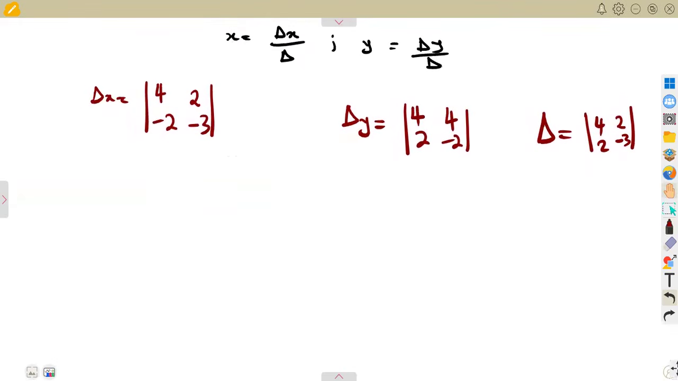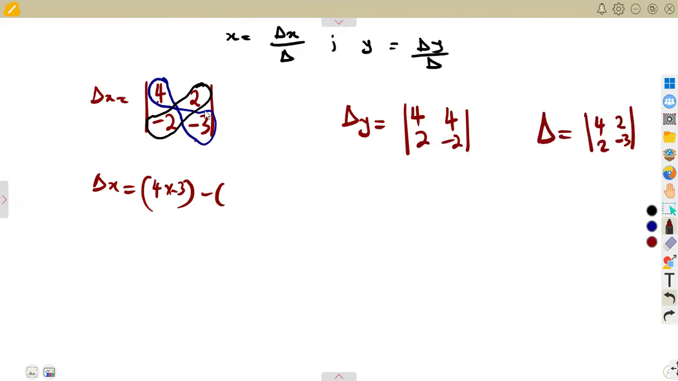Determine the determinant of each. Remember the determinant is the product of what is in the major diagonal minus the product of what is in the minor diagonal. So that is the concept that you're going to have. So the product of 4 and negative 3, like this. 4 times negative 3 minus the product of 2 and minus 2. So this will give you a minus 8. That's the determinant with respect to x.